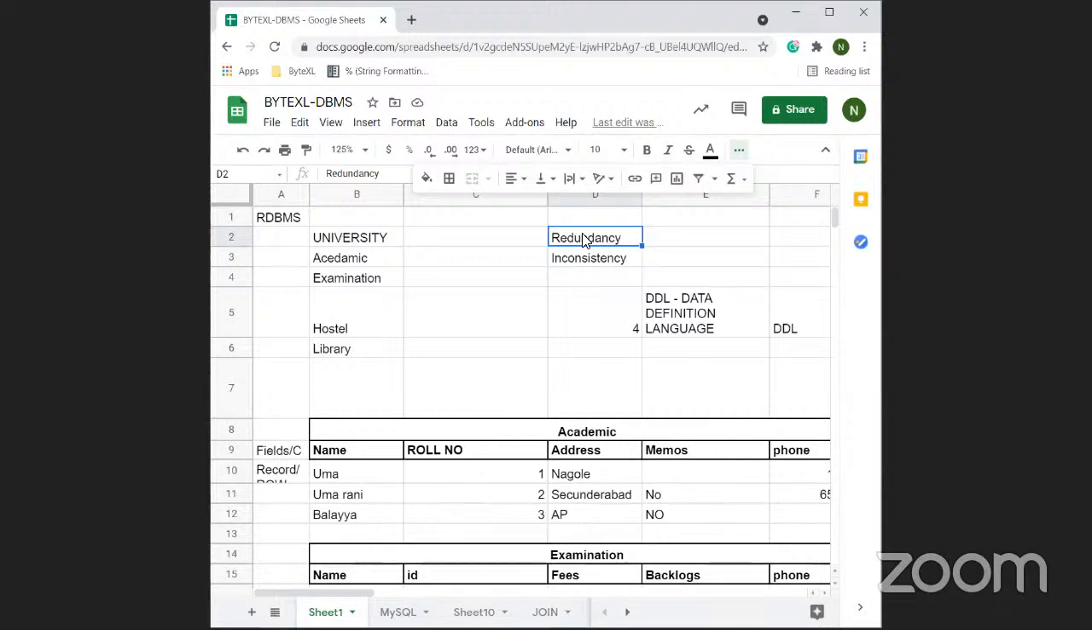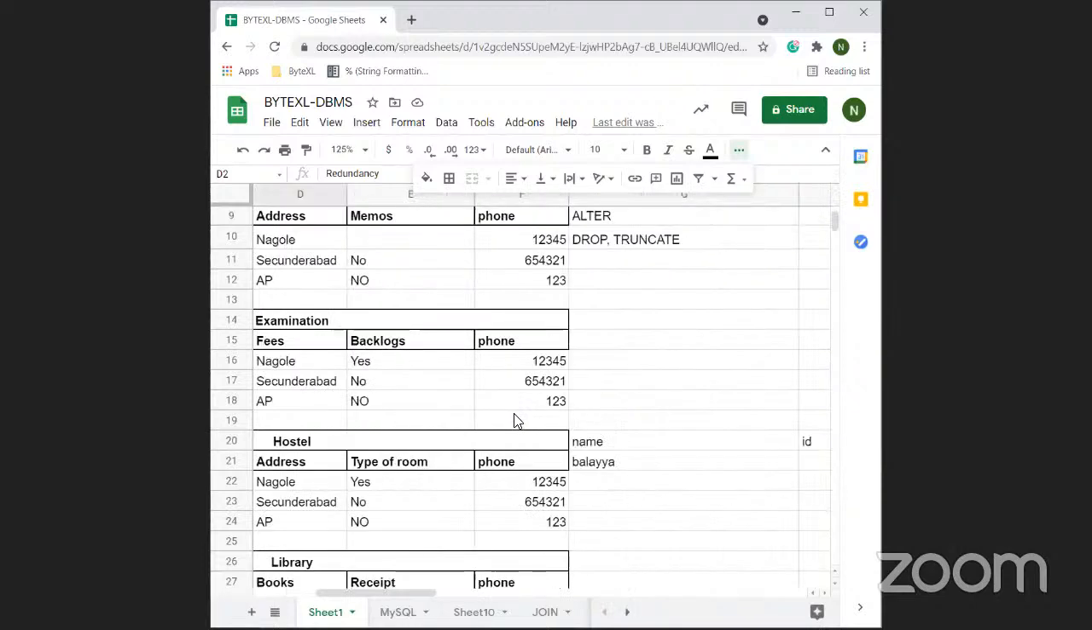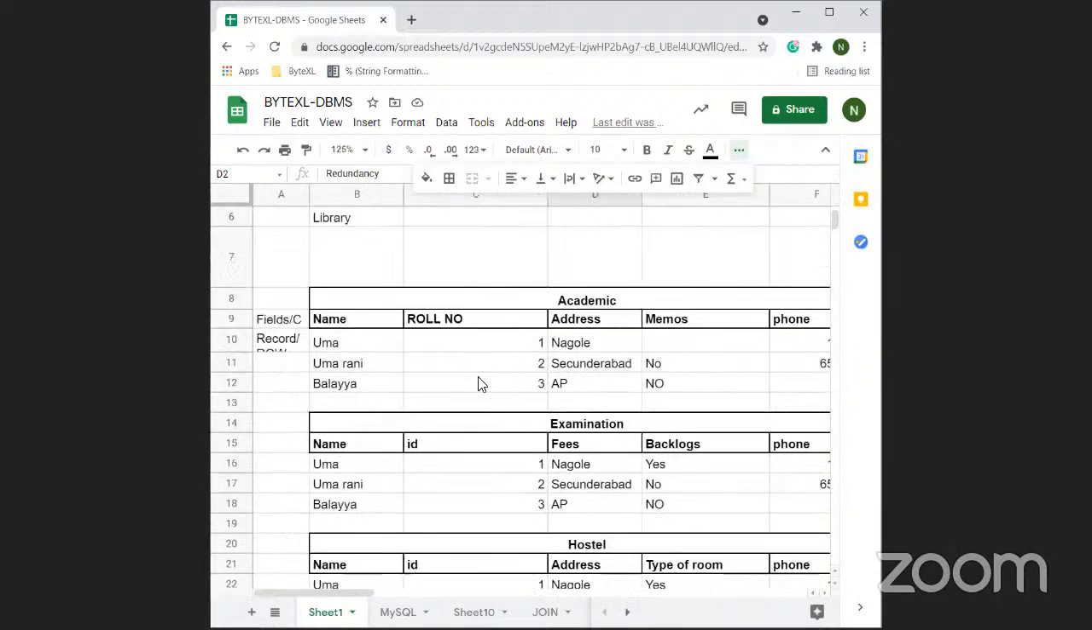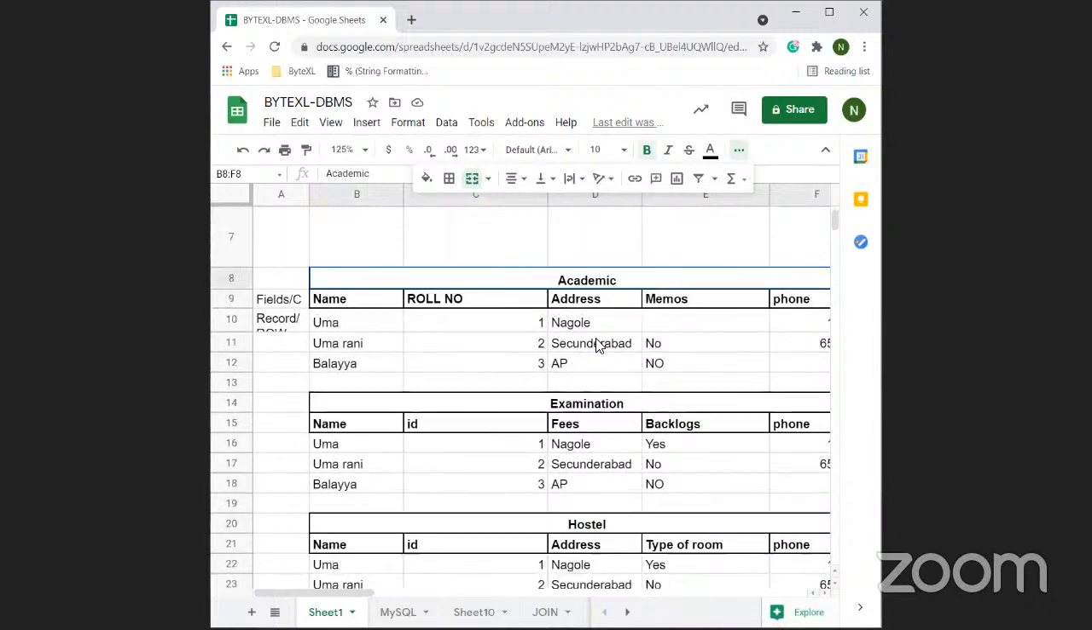Initially, data used to be stored in a file format, which was very difficult. Then table format has evolved. It is RDBMS, Relational Database Management System. Let us take this example first. Imagine, let us take a university example where we have an academic section and an examination section. Let us limit ourselves to these two for now.